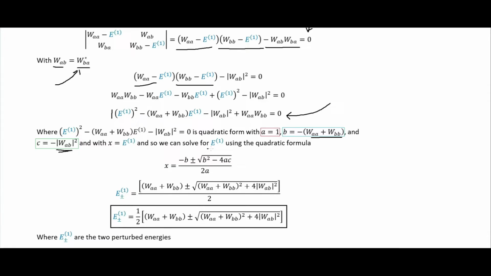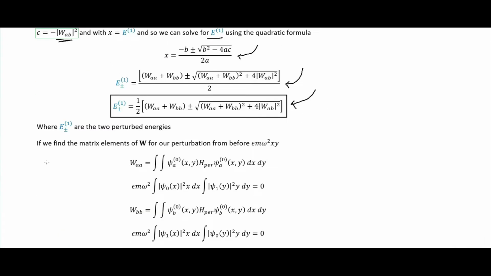And so we can solve for the E here using the quadratic formula, because our E, which is our eigenvalue, which is our energy, is basically the x here. We just solve the quadratic equation, which is this. We put those terms from above into our quadratic equation, and we end up getting this. And that is what can be used to find the perturbed energies. And so we can find the matrix elements for our W, for our perturbation, from the perturbation that we had above.